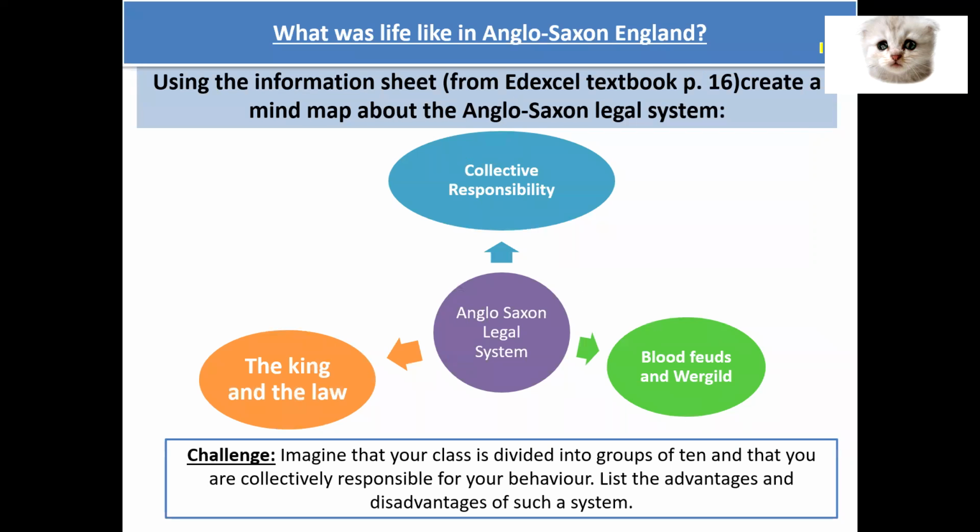So, again, this is just a reminder of what we were looking at last lesson, to refresh our minds of what we did before half term. Use the textbook, which is going to be attached. Create a brief mind map about the Anglo-Saxon legal system. It links in with crime and punishment, which you're going to be looking at next unit. So use page 16 to help create this.